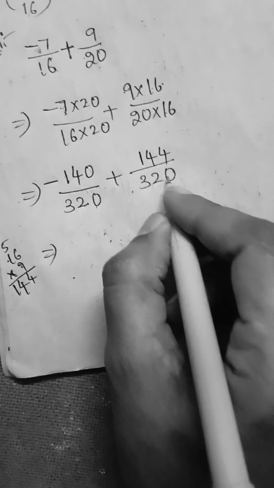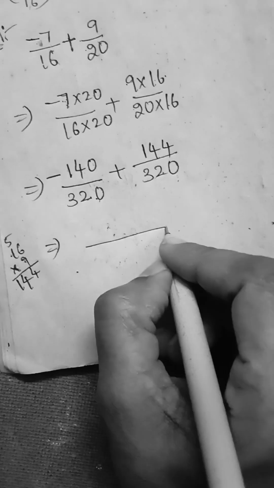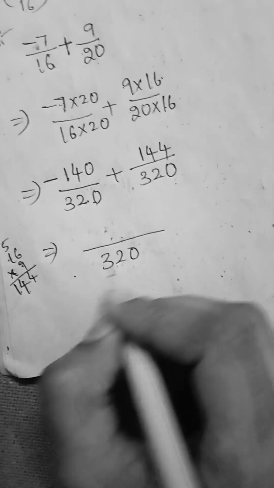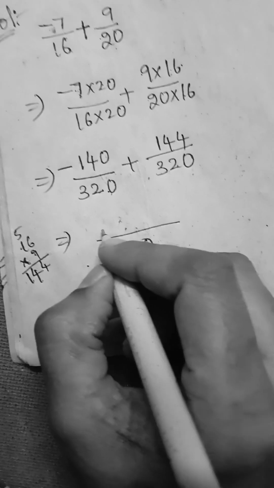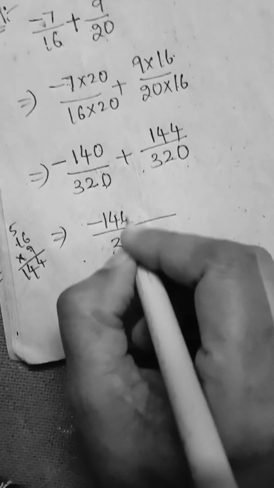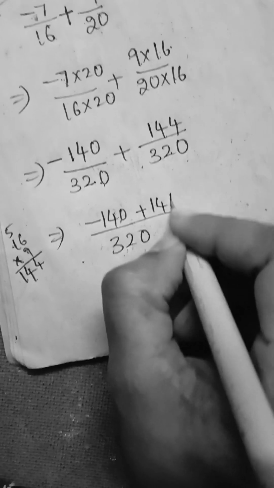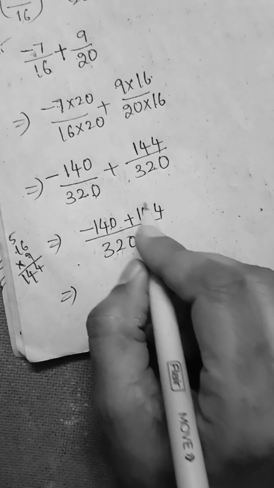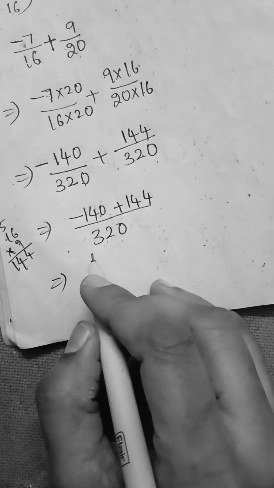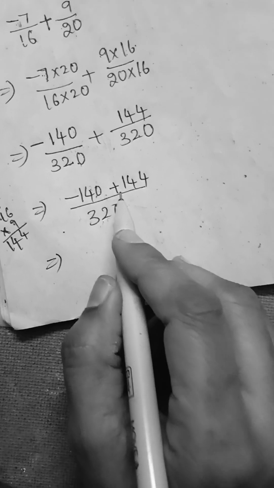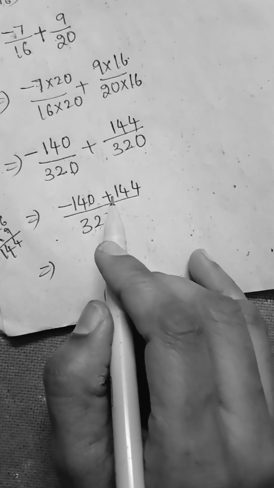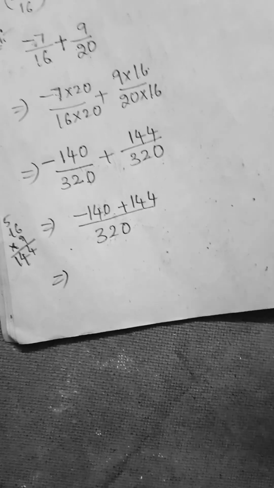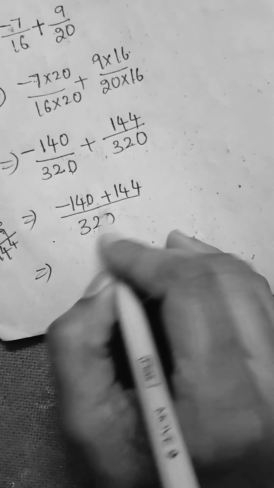Now here both the denominators are the same. We have to do addition or subtraction according to the numerator values. Now minus 140 plus 144. Here one is a negative value, one is a positive value. We have to do addition or subtraction. Definitely we have to do subtraction only. Why? Because one negative, one positive means we have to do subtraction.